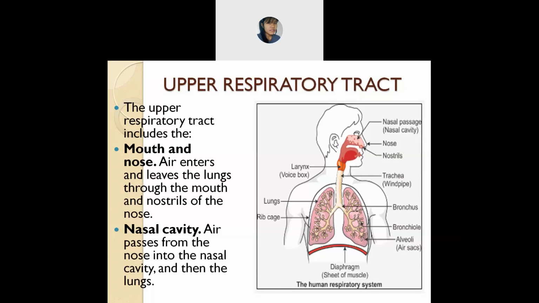So in the upper respiratory tract, what are the parts that you will find? First, you will find the nose and your mouth. The nose and your mouth play an important role in taking in air, and it goes through the mouth, and afterwards it goes to the nostrils.